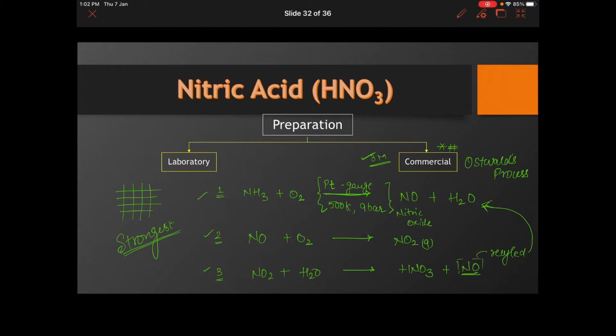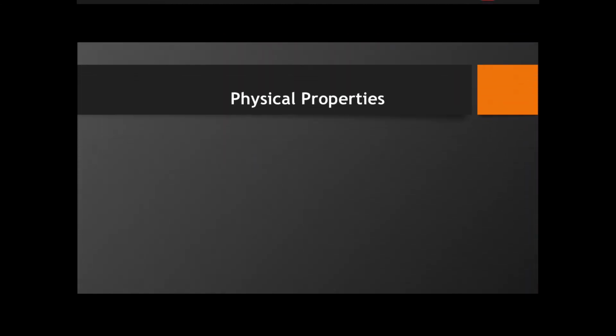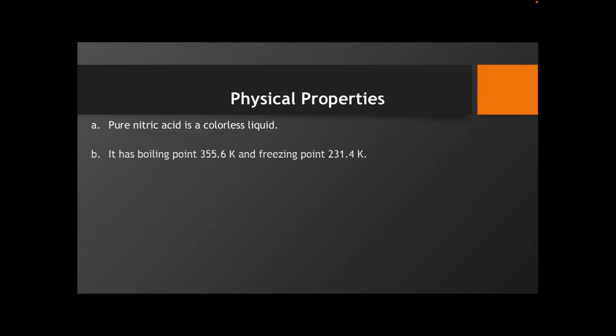So that's your preparation. Moving ahead, we talk about the physical properties. Again, very simple. Pure nitric acid is a colorless liquid. It has a boiling point of 355.6 Kelvin and a freezing point of 231.4 Kelvin. Again, no need to remember the values, but yes, you should have an idea. You should keep it in your notes so that while revising also you have those values highlighted, right?